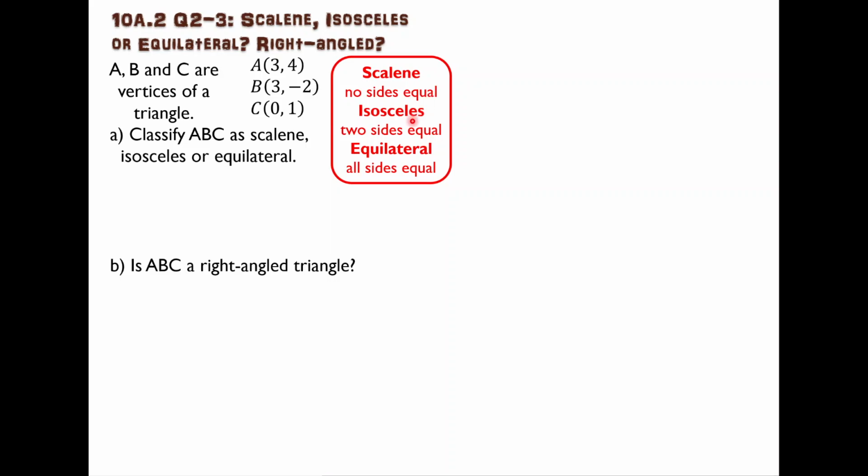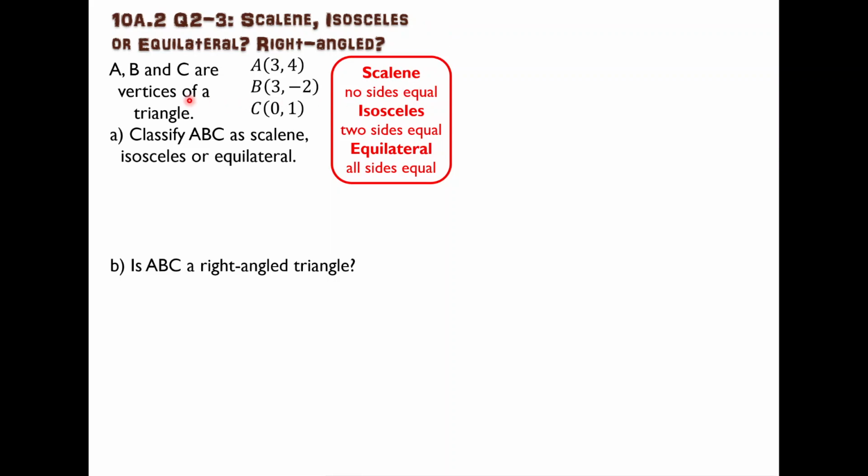An isosceles triangle has two sides that are the same length. Like, maybe this one. These two sides are long and they're the same length, but this one is different, so it's isosceles. And an equilateral triangle has all sides equal. All three sides are the same length.